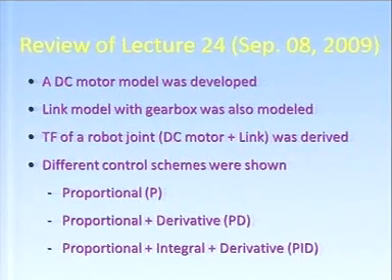So, the review of our last lecture: a DC motor model was developed, a link model with gearbox was also modeled, and then the transfer function of a robot joint, that means DC motor plus the link, was derived. Then the different control schemes were shown, which were proportional plus derivative, we call it PD control, and proportional plus integral plus derivative, which is called PID control.